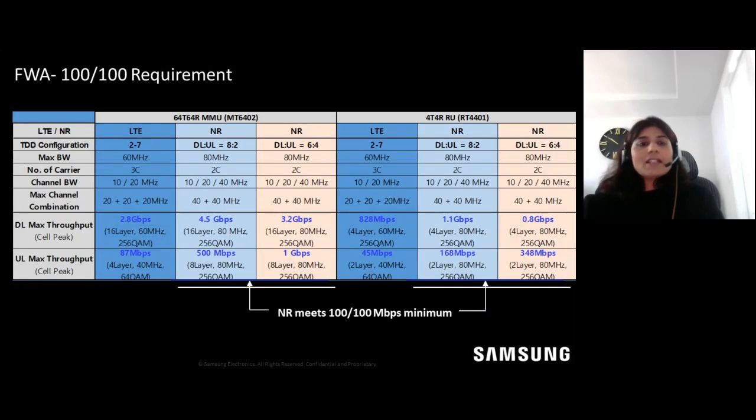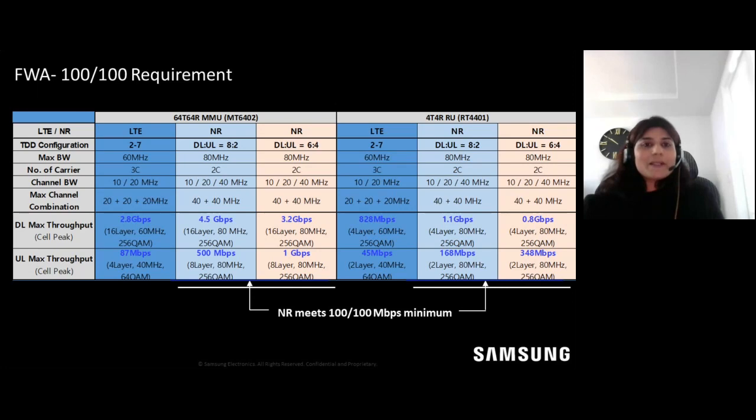Moving on to the 100 by 100 requirements of FWA systems. When it comes to BEAD, most of the states and NTIA are focused on the 100 by 20 requirement, but we have seen states which are also talking about 100 by 100 symmetric service requirements. And there's a notion in the market that maybe FWA is not capable of meeting these requirements, but that's not really true, and the table here addresses that issue.